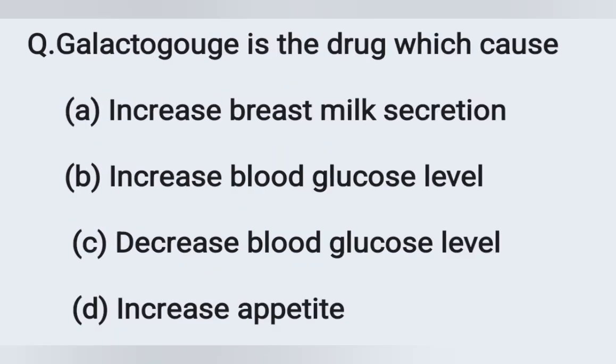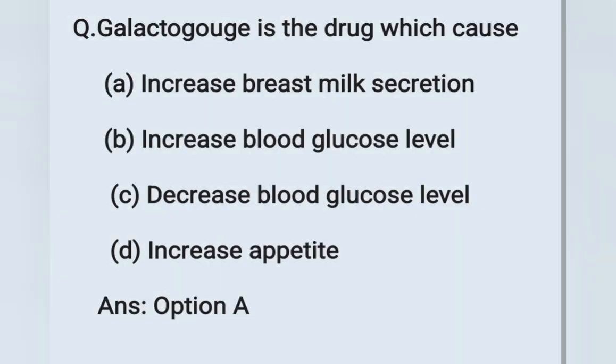And the next question is Galactogogues are the drugs which cause. Options. Option A, increase breast milk secretion. Option B, increase blood glucose level. Option C, decrease blood glucose level. Option D, increase appetite. Galactogogues are the drugs which help to increase the breast milk secretion. Option A is the correct answer.